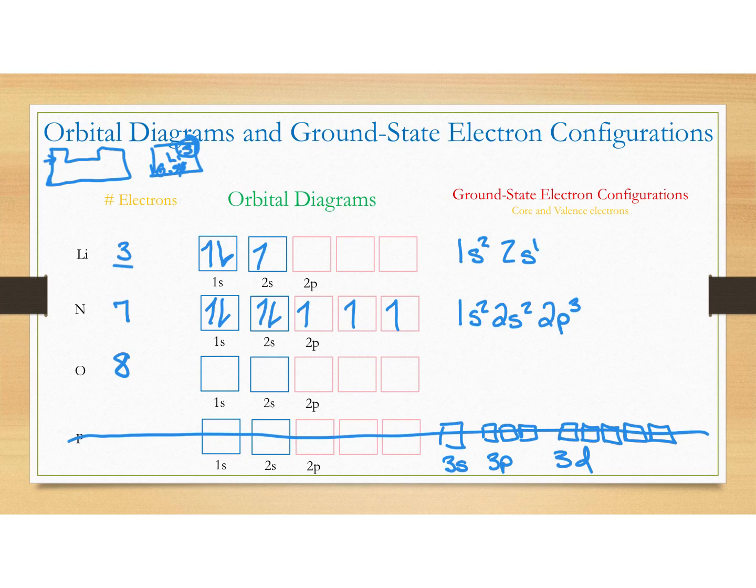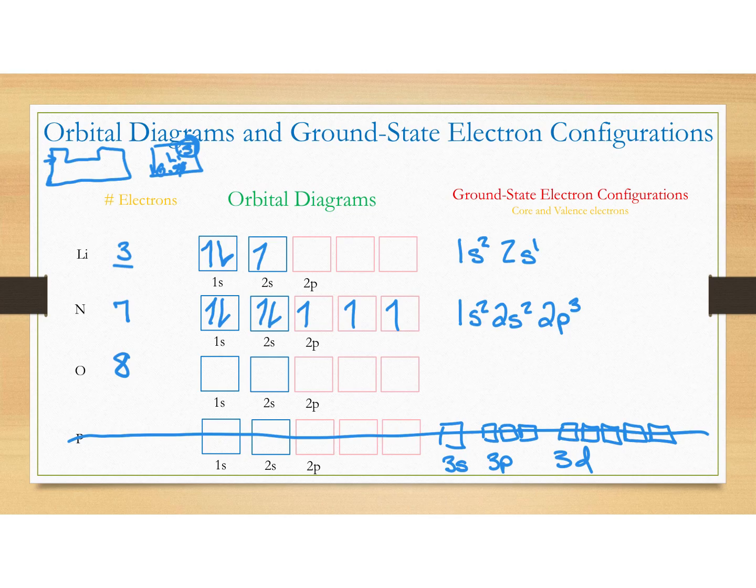Now, if you want to double check to make sure that you're doing it correctly, add up the subscripts. 2 plus 2 is 4, 4 and 3 is 7. 7 is the atomic number of nitrogen. That tells me the number of electrons that I have.